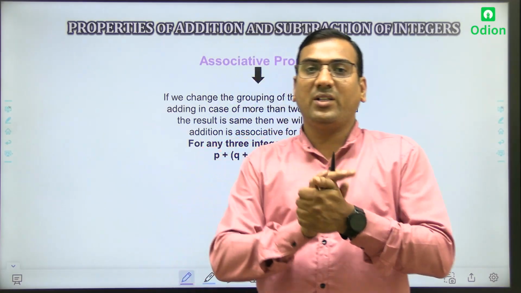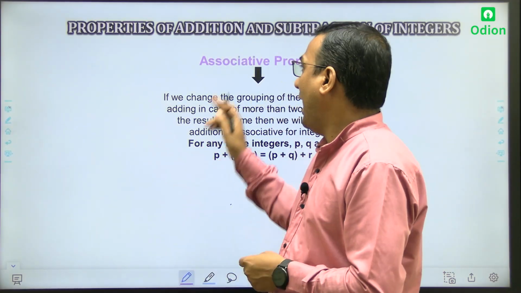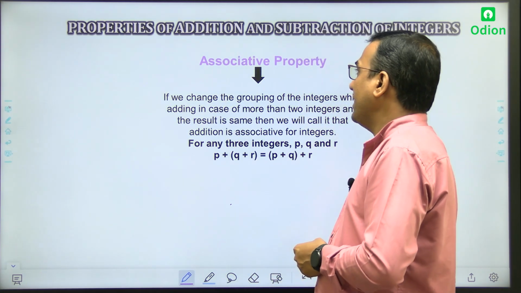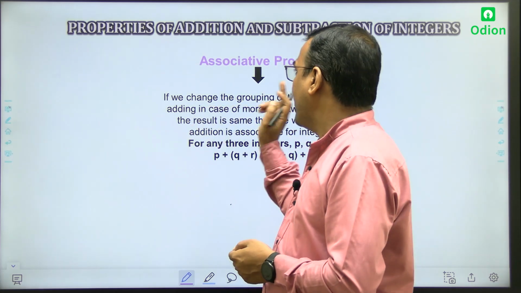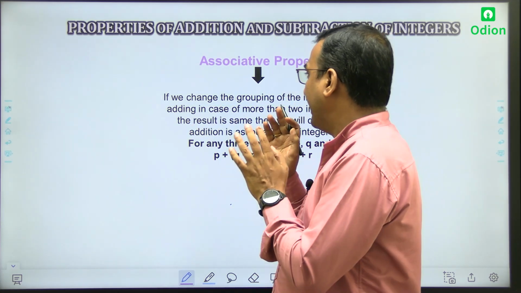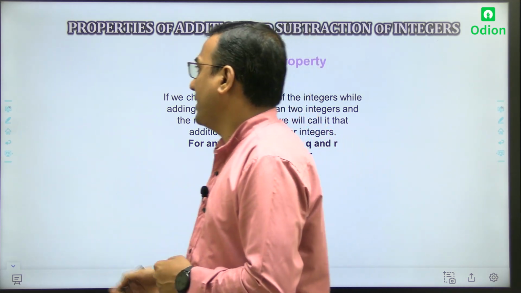Okay, then go for the third property of addition and subtraction. The third property is your associative property. What does it mean? The associative property can be well understood by taking an example. Let us take an example.